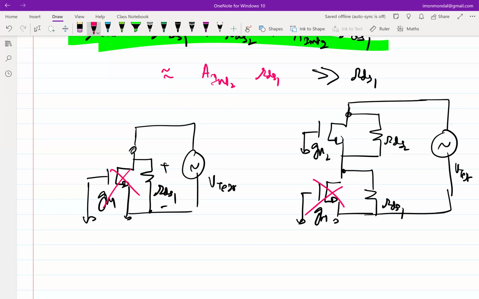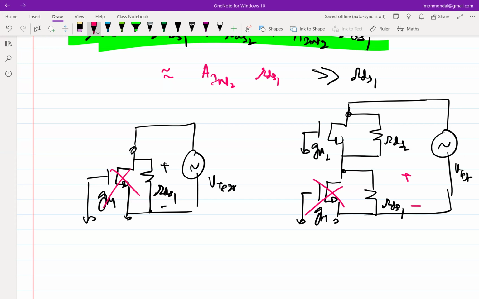So for the circuit on the right, if I have to do a comparison between the two structures, it is instructive to understand what the voltage drop across RDS1 is. Right? Can you comment, without doing the calculation, on what you expect the voltage drop across RDS1 to be? Could it be higher than the case on the left or lower? Lower. It has to be lower, right?